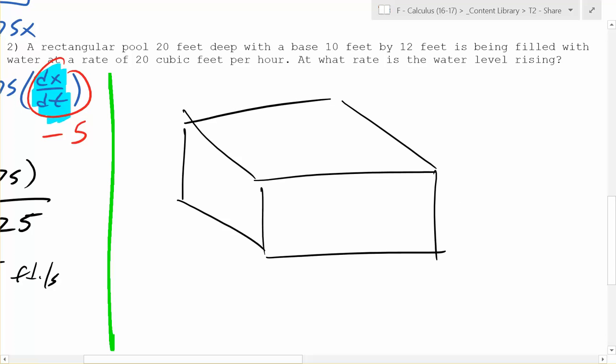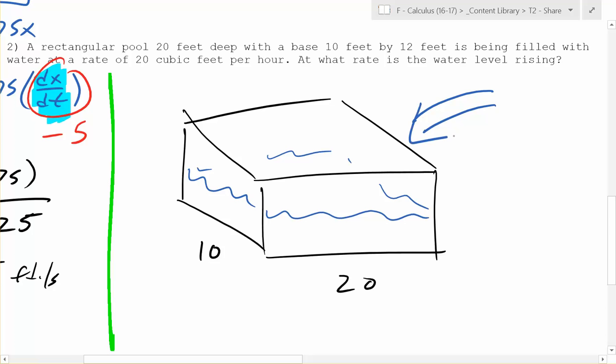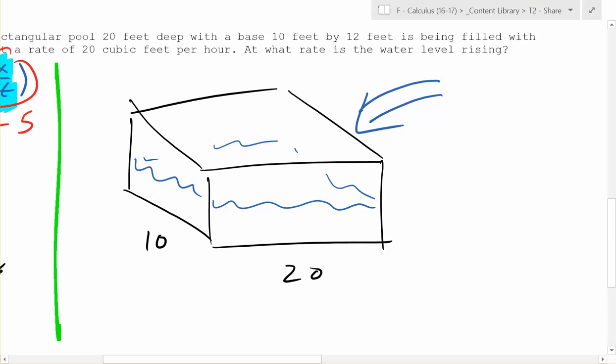So there is your box, right? What's the base of it? It's 20 by 10, like that. And water is going into it. So I wanted you to actually draw water going into this thing. There's water going in. It's 10 and 12, Mr. Jeff. 10 and 12, thank you. 10 and 12, right? So there's your picture. Do you agree?